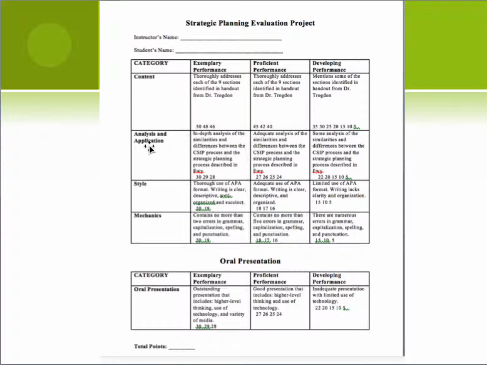And the second part is analysis and application, where we're looking for an in-depth analysis of the similarities and differences between the CSIP process that you evaluated and the process described in Yuhi. And the style is exactly the same, as well as the mechanics and the oral presentation, being the same as in your UFE project. And so total points, this is worth 150 points as compared to your UFE project worth 300 points.